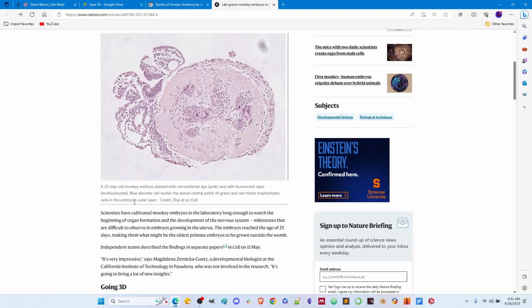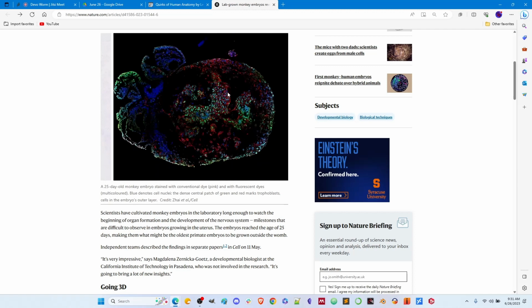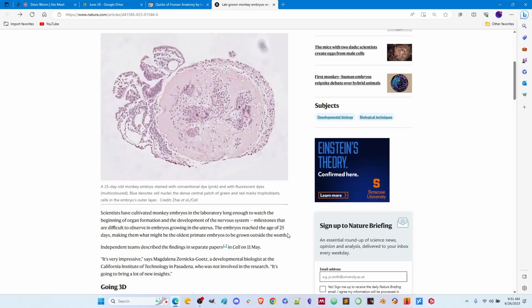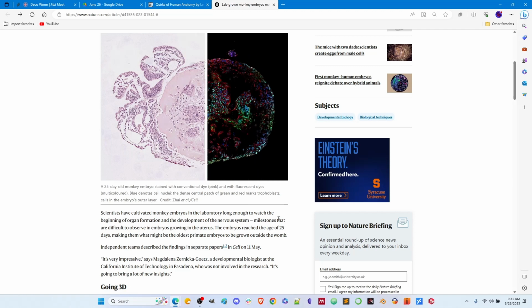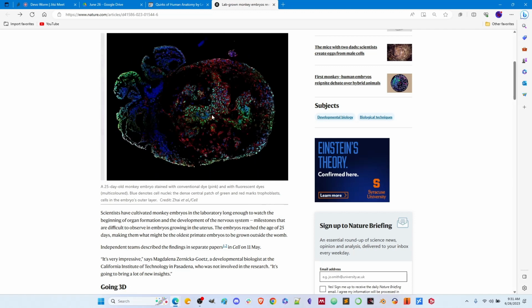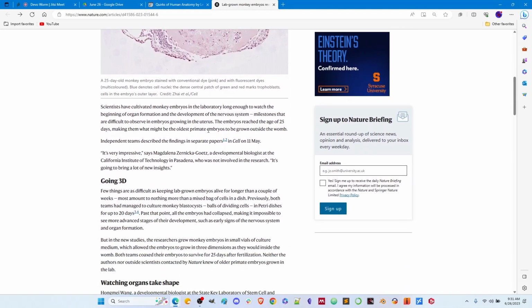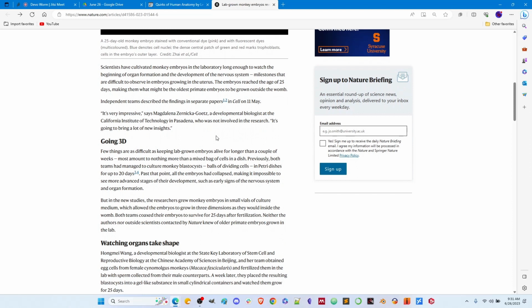So this is a 25-day-old embryo. This is what they look like in utero at 25 days. So there's a structure of different types of cells already. You have an inner cell mass, an outer layer, and so forth. We have this sort of structure coming up. And scientists have cultivated monkey embryos in the laboratory long enough to watch the beginning of organ formation and the development of the nervous system. So these are two milestones that are a bit difficult to observe in embryos growing in the uterus.